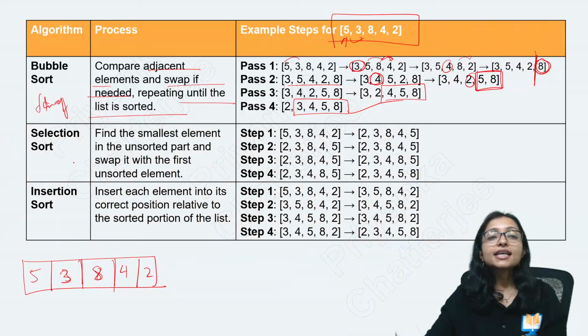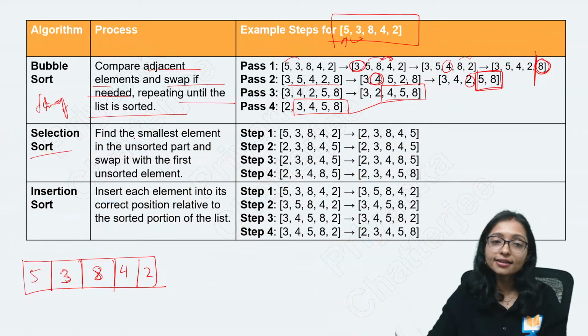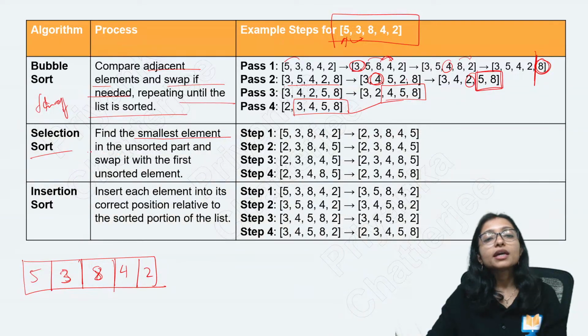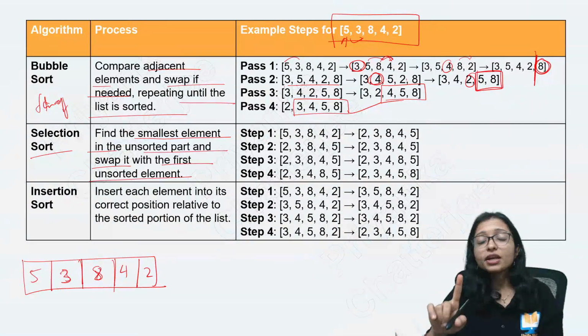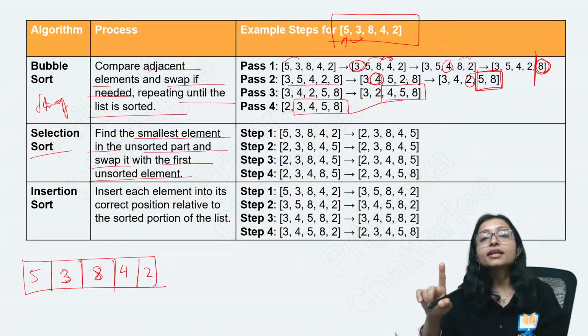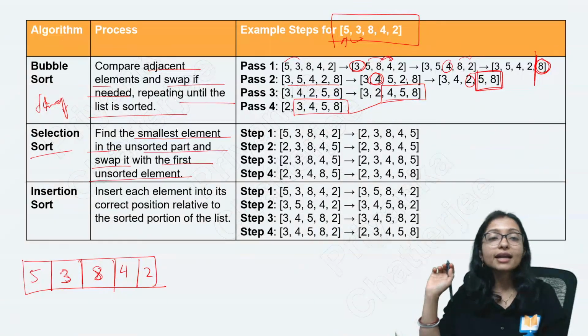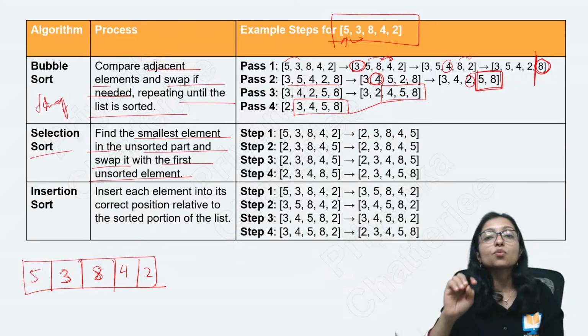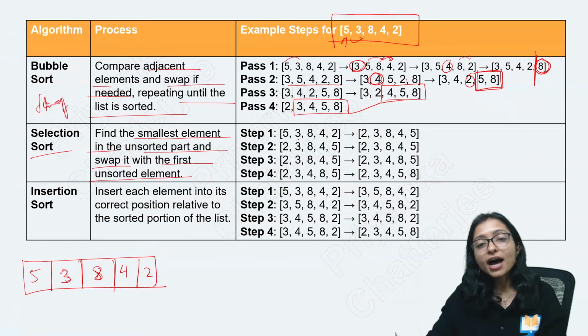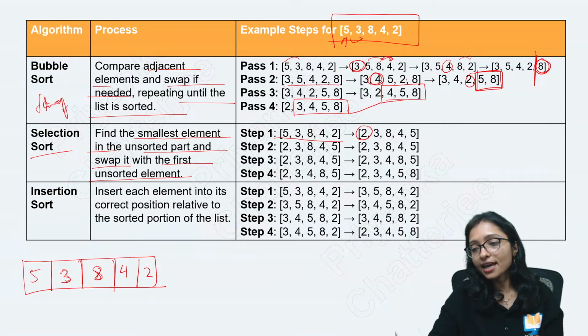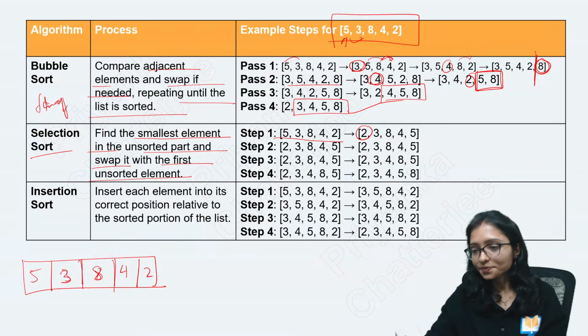Right? Selection sort. What is going on? Find the smallest element in the unsorted part, swap it with the first unsorted element. So in every pass I am trying to find out the smallest one. That is my target, selecting the smallest one. So in the first pass, which one is the smallest one? 2. You place here 2. Right? Yes.